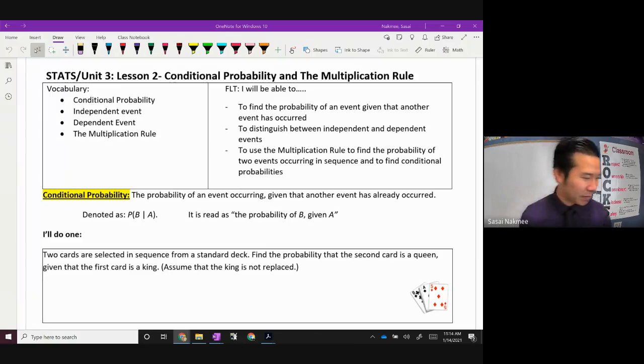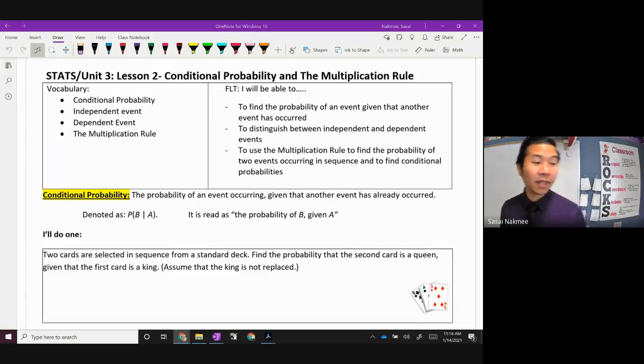Hoping it's okay. But yeah, conditional probability is the probability of an event given that another event occurs. It's a condition. So it is the probability of an event occurring given that another event occurred. That's the condition: this happened, so this has to happen.